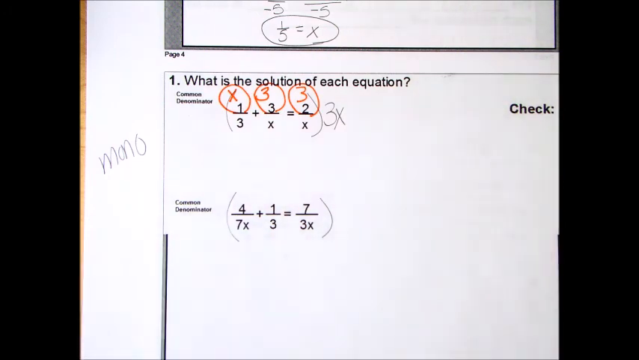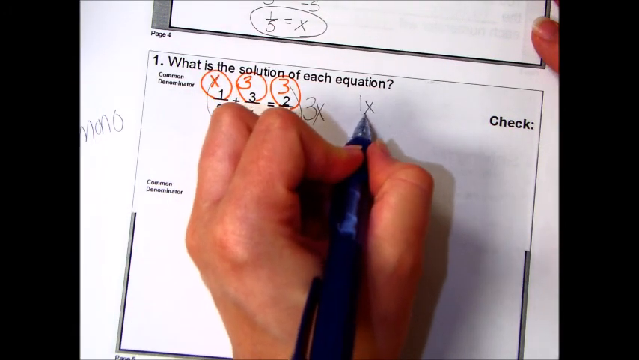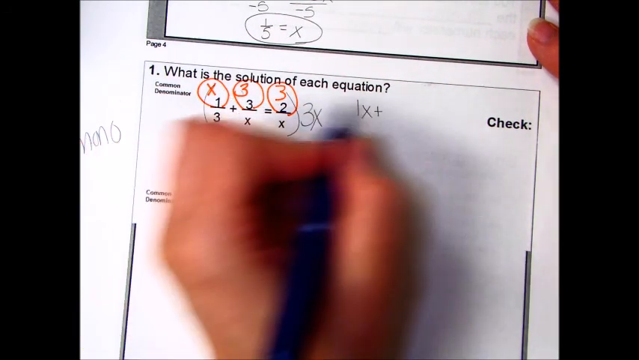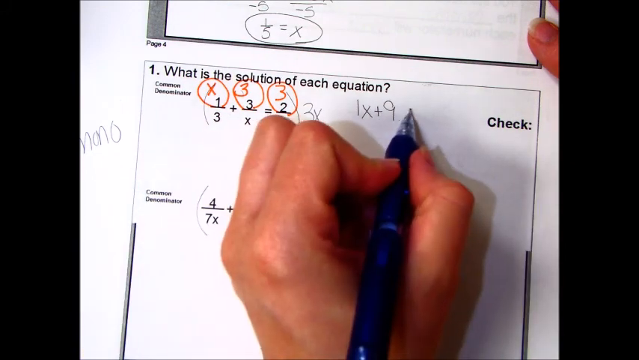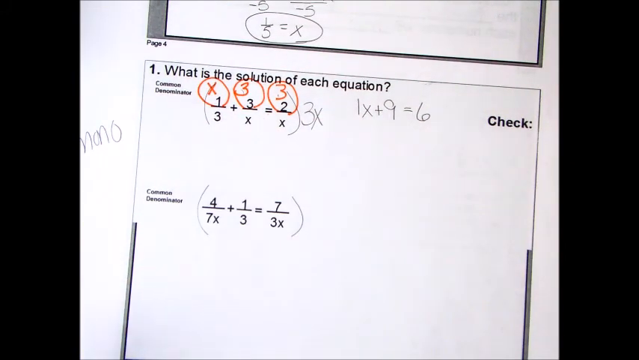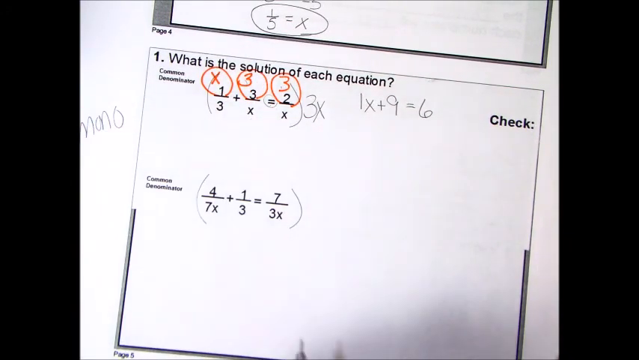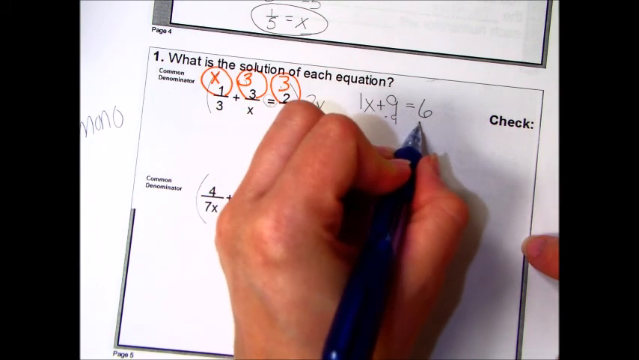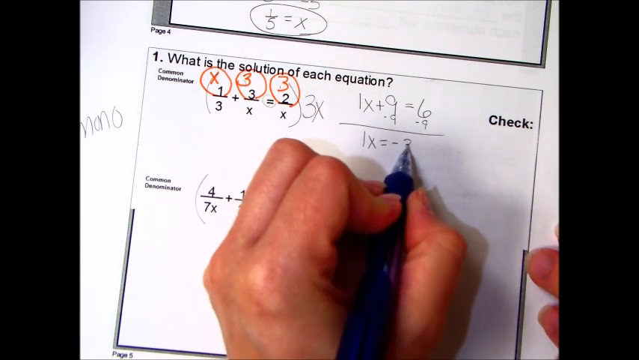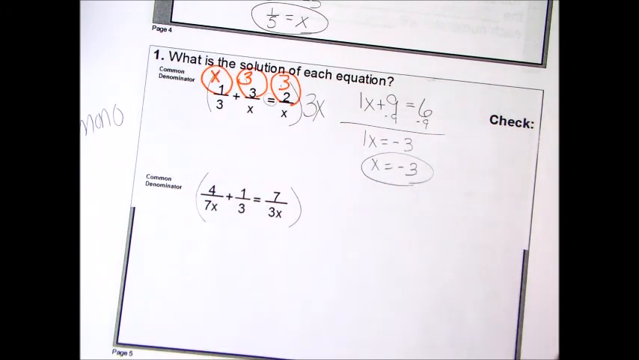Now let's carry things down. X times 1 is 1x. I'm going to carry it over. Plus 3 times 3 is 9. Equals 3 times 2 is 6. Look at this basic math problem we have now. We've canceled our denominators because of that equal sign. So we have to take away 9, just basic algebra. 1x equals negative 3. Divide by 1, x is negative 3.